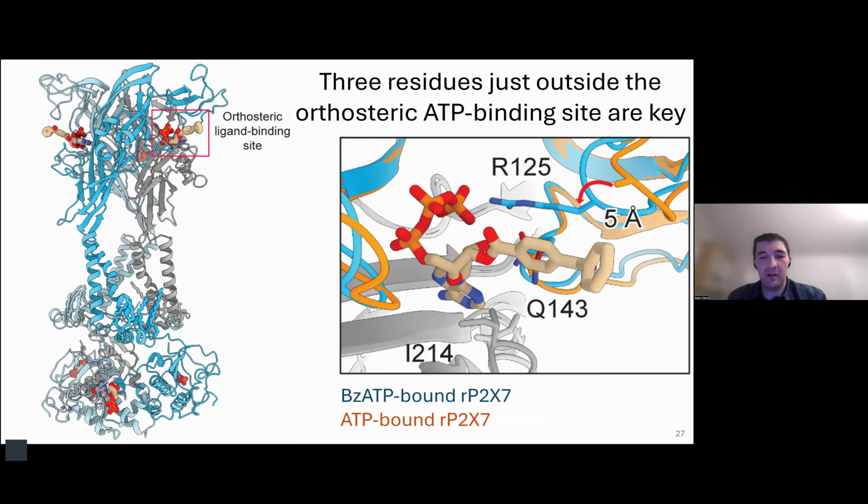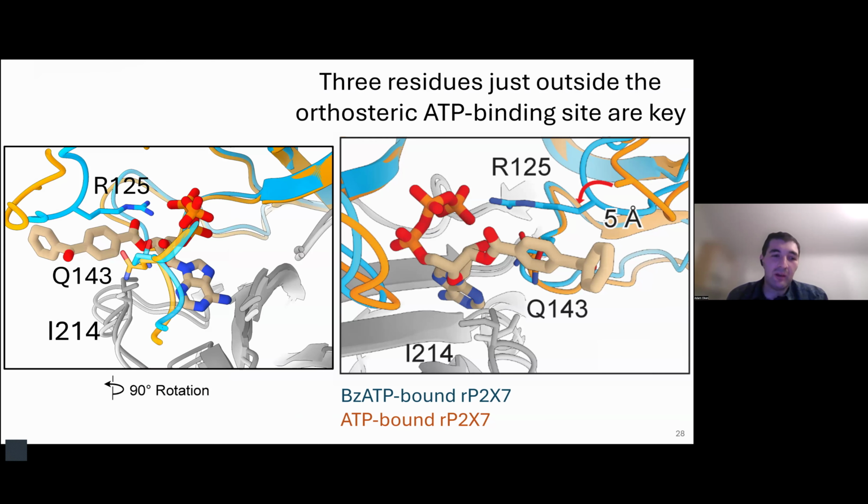The second residue that I want to point out here is isoleucine 214. Isoleucine 214 in the BZ-ATP bound structure in dark gray moves about 1.81 angstrom closer and takes a different rotamer compared to the ATP bound structure in the light gray.